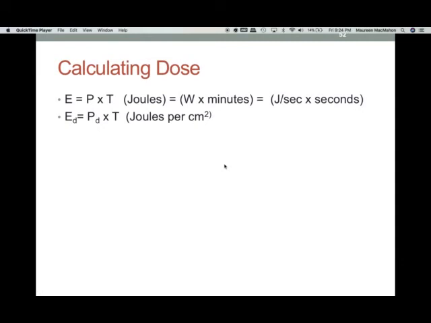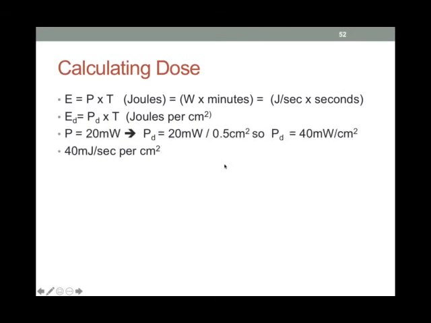So I hope you took some time and went through that calculation on your own. We'll just go through it briefly here, but this is definitely something that we will do in the next lab that we have together. So these are the equations that you should have been using. The power of the laser is 20 milliwatts. The power density then, because the diode area is only 0.5 centimeters squared, would be 40 milliwatts per centimeter squared.